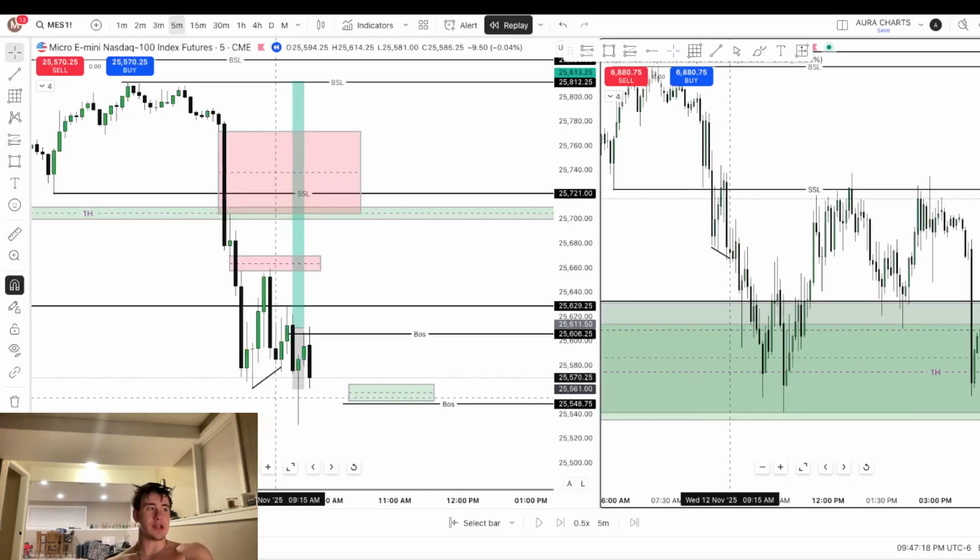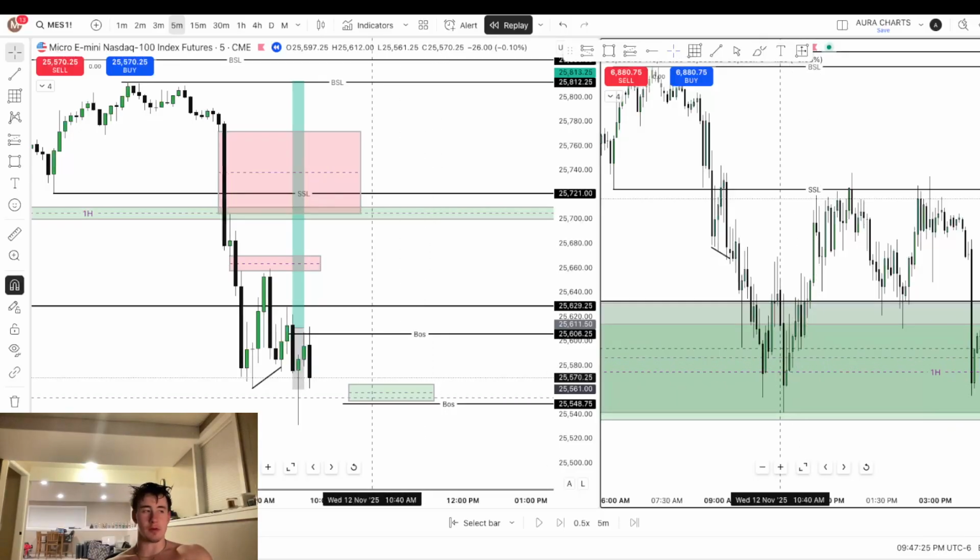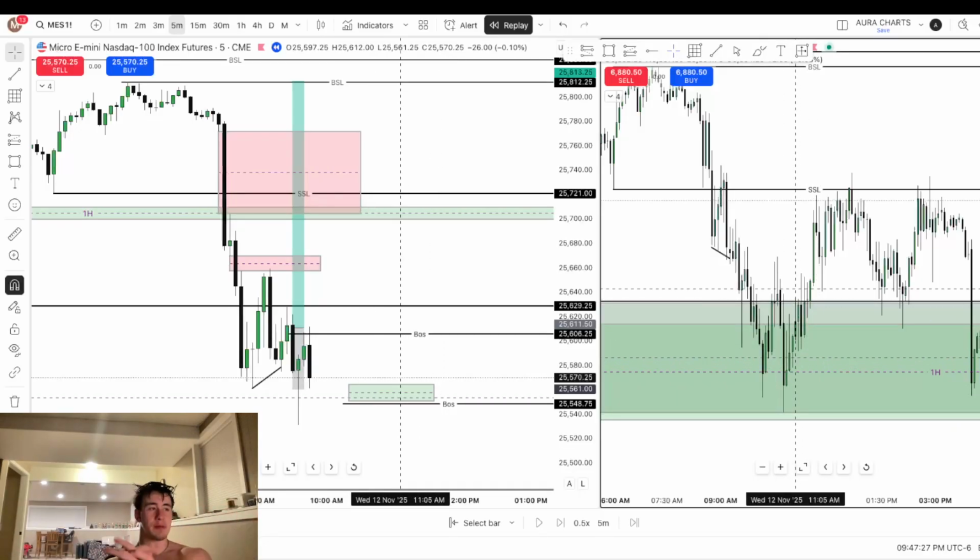Wait for it to sweep the sell side liquidity and tap into those imbalances, and then look for a move off of it. Maybe it just continues lower and you don't get a move. That's fine. We trade reversals. That's better than losing money, right? So I took a loss on the day today because of that.